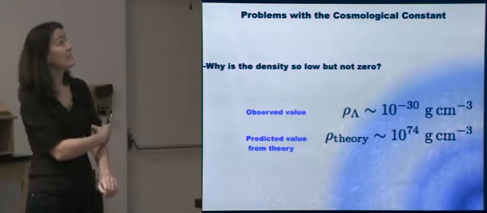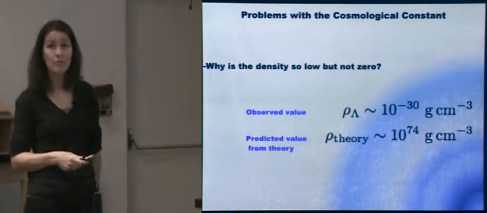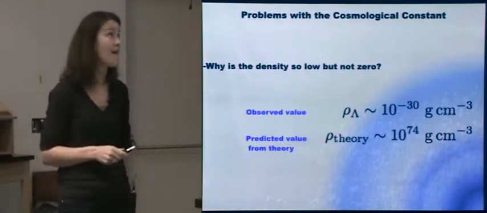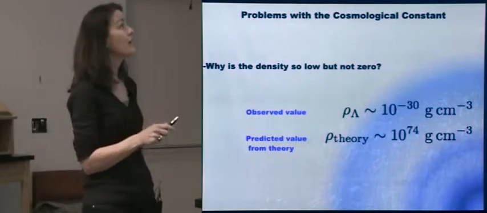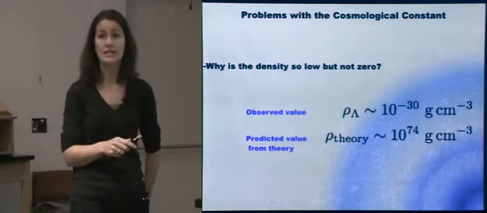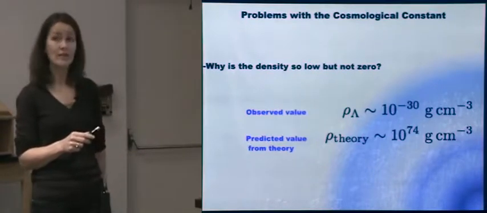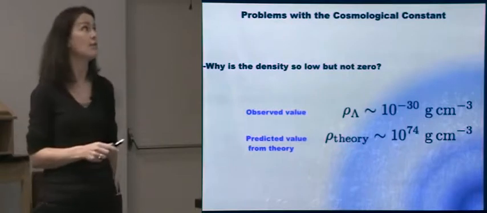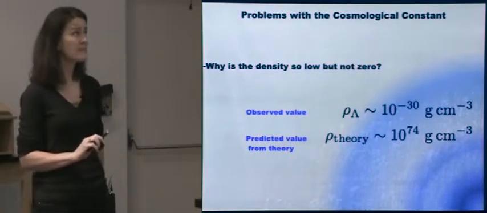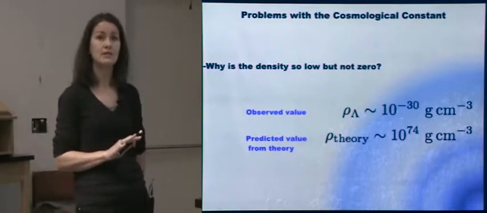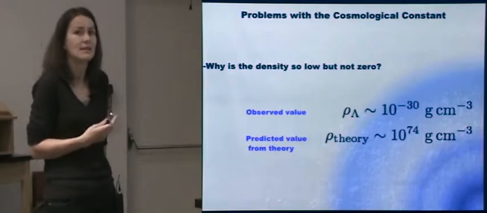And I mentioned this at the end of last week. We have this very severe problem. It's called a fine-tuning problem, but it really is one of the most severe that we have in physics today. And it's that if we measure the observed value of the energy density that is associated with this dark energy component, we get a very, very tiny number, but definitely non-zero. It's 10 to the minus 30 grams per centimeter cubed. So that's a really, really low density component in our universe. Okay? But it's not zero. So that's a really, really strange thing. Why is it not zero?